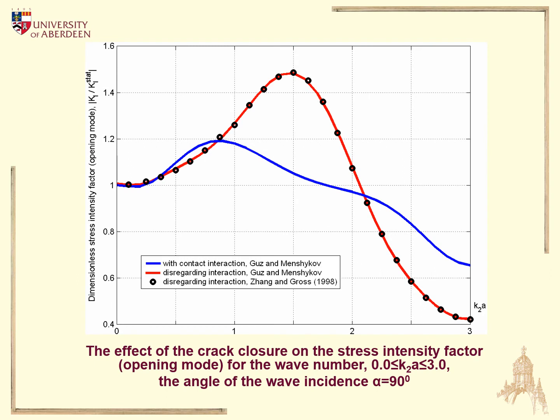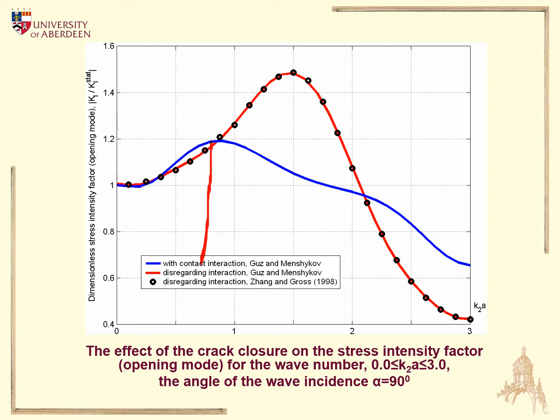And the most important from the point of view of fracture mechanics, the stress intensity factor. We have two different solutions. One obtained disregarding contact interaction, that's the red line and black circles. And we have a blue line. This one is obtained taking the contact into account.